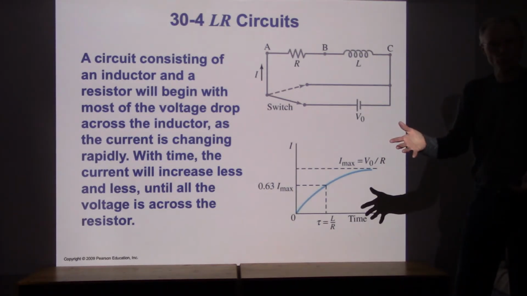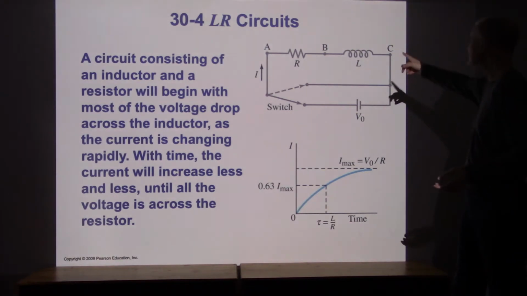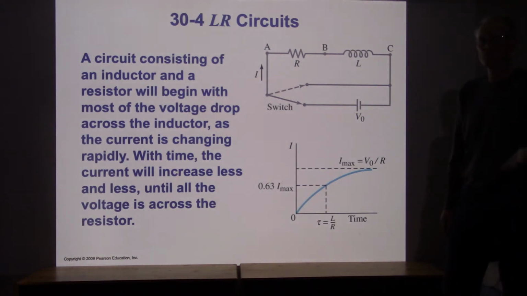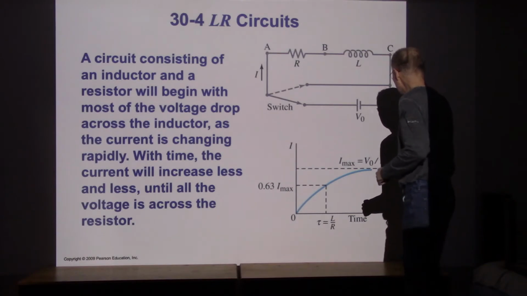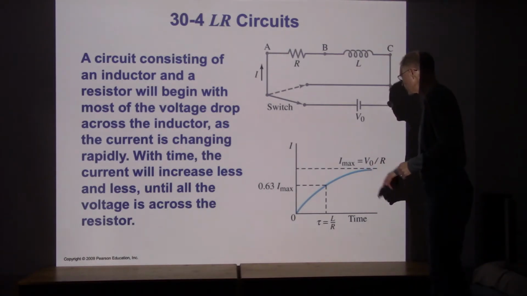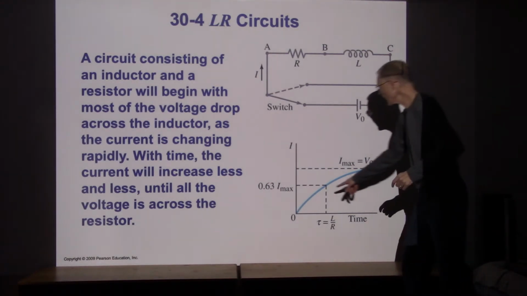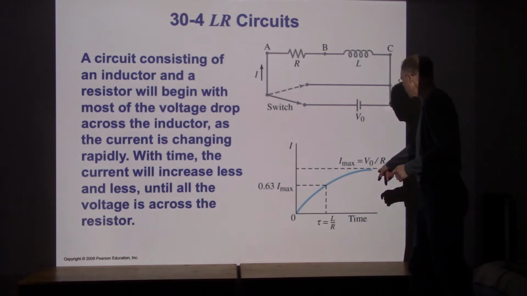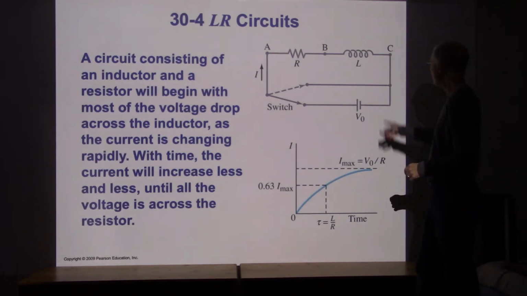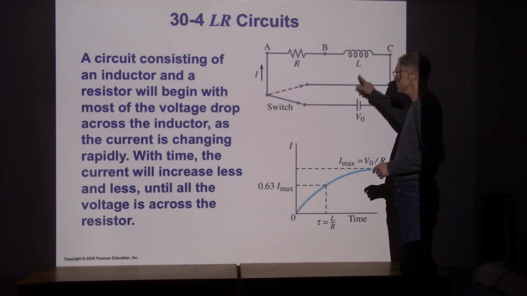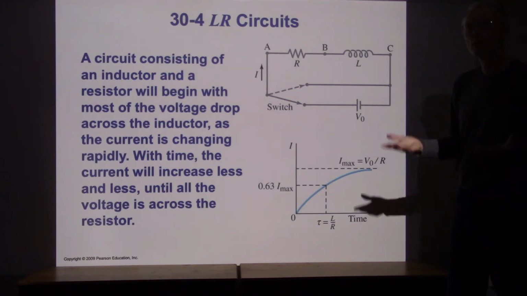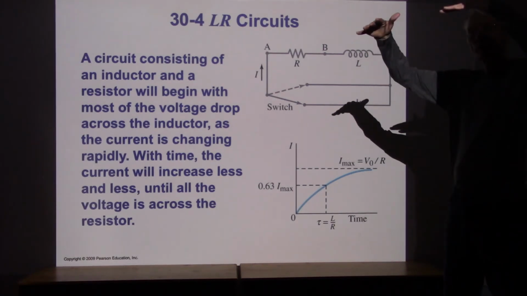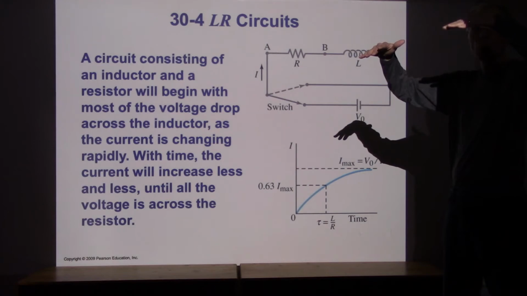When we turn on a circuit, there's always going to be a little bit of inductance in the circuit, even if it's just the inductance of the wires themselves. So it does require some amount of time for the current to reach its final value. Depending on how much inductance we put in, if we put a lot in, it's going to take a long time for the current to reach its final asymptotic value.